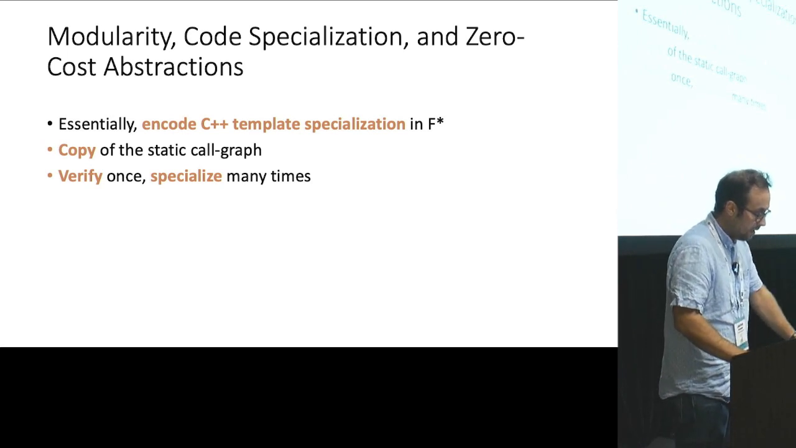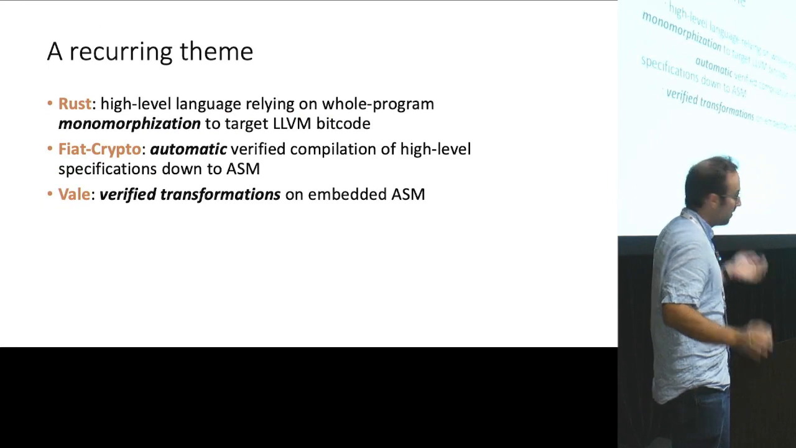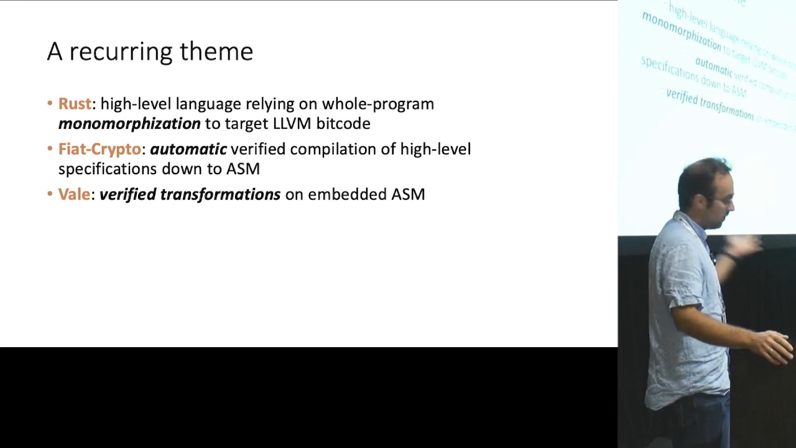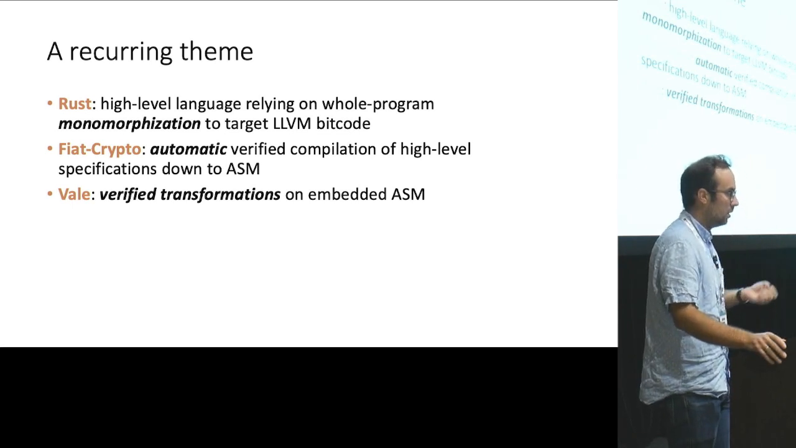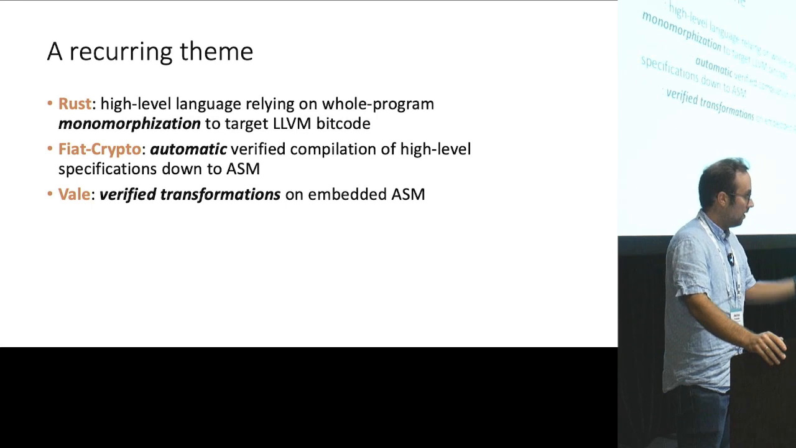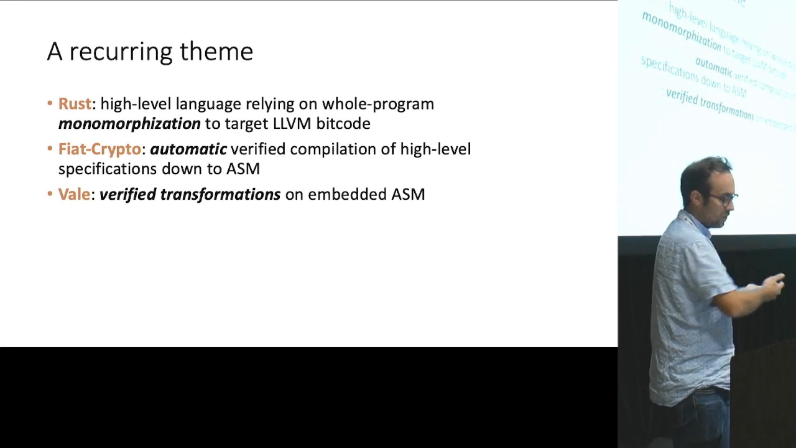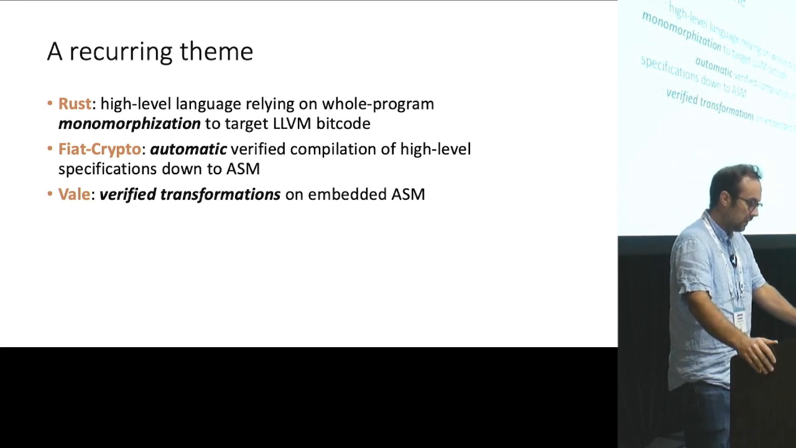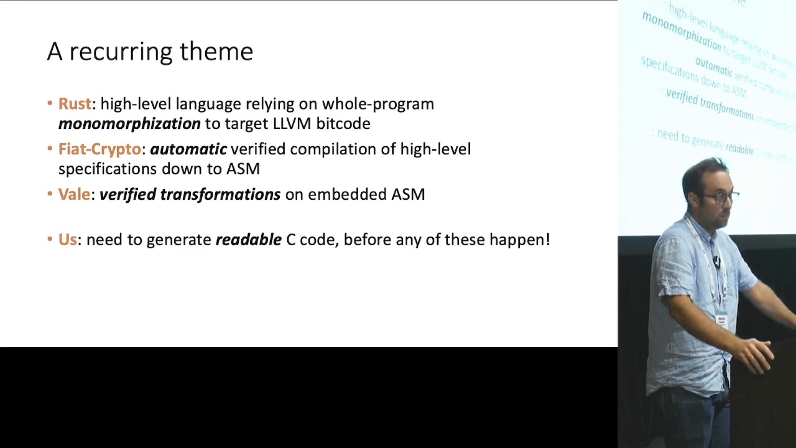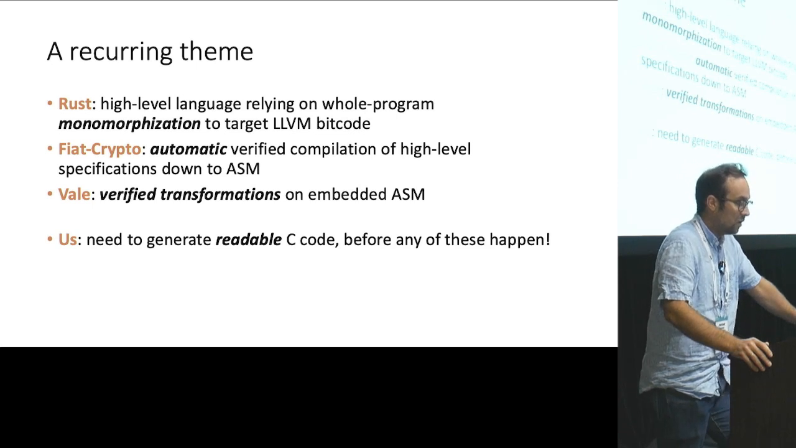Before I get into the details, I'll note that this is a recurring theme: having a high-level polymorphic construction that you want to specialize multiple times. We look at Rust. It's also polymorphic and relies on whole program monomorphization to target LLVM bitcode. Fiat Crypto also has automated verified compilation of high-level specifications down to ASM, and it's also giving you a lot of specialization for free. Vale has verified transformations. All of these things are operating in the same space. What is different for us is that we are generating C code that people will actually take a look at, and that puts a very unique set of constraints on the problem.